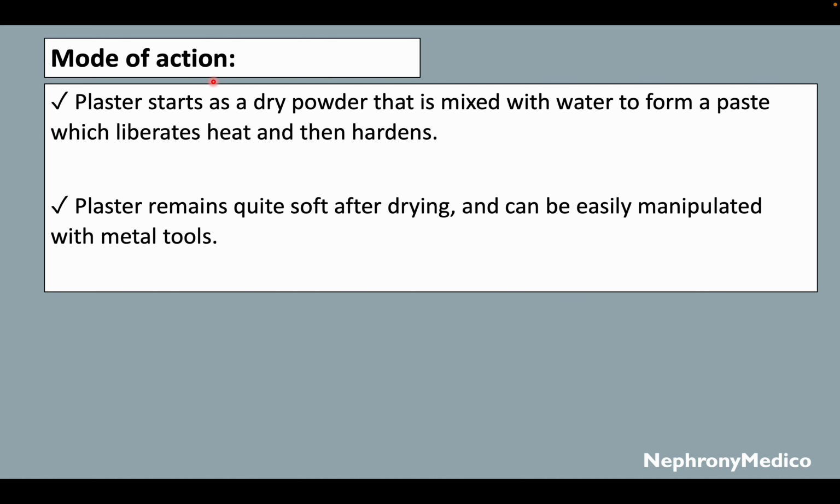Now, mode of action. The plaster starts as a dry powder that is mixed with water to form a paste, which liberates heat and then hardens. The plaster remains quite soft after drying and can be easily manipulated with metal tools.